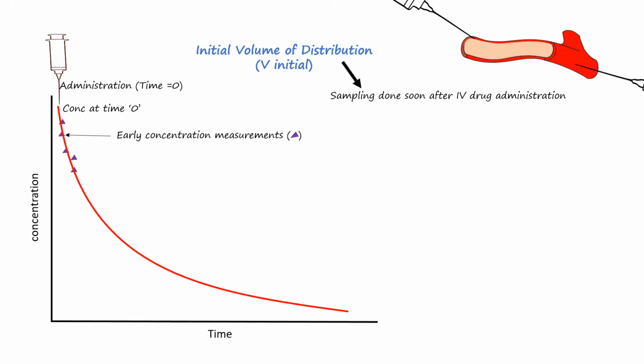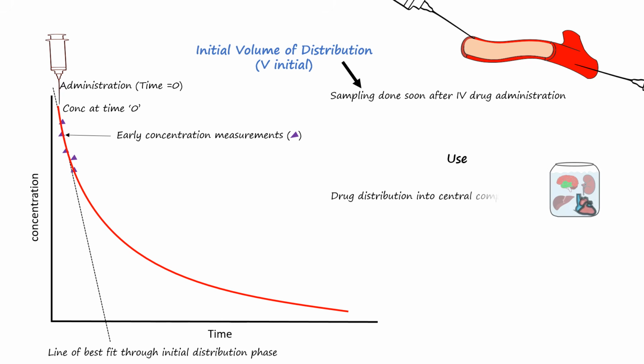This process involves plotting the concentration of the drug at various times and then drawing an imaginary line back to where the concentration would be at time 0. This initial volume helps us understand the drug's immediate distribution before it starts to equilibrate with the peripheral tissue. Drugs that bind strongly to the proteins in the blood will have larger initial VD.